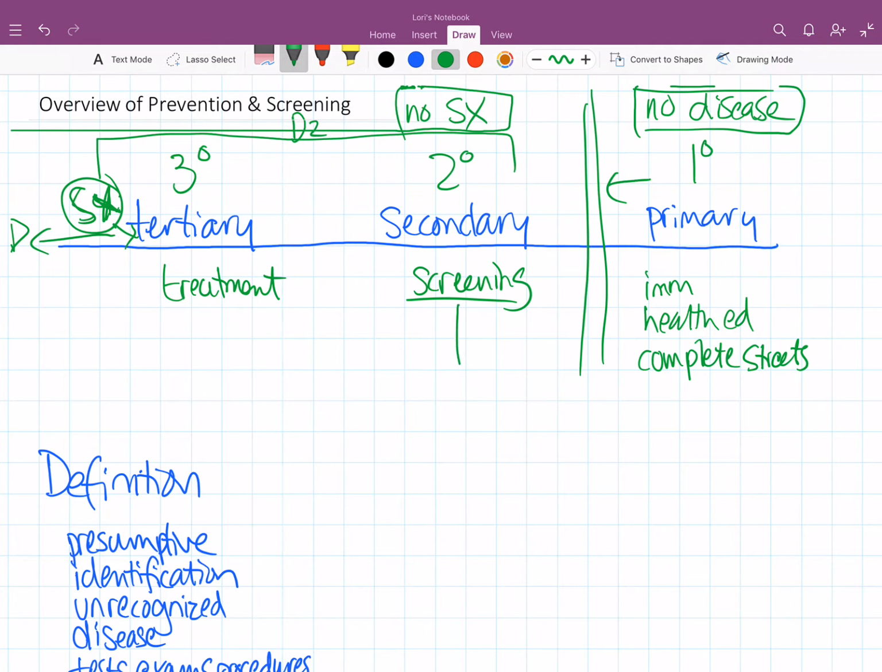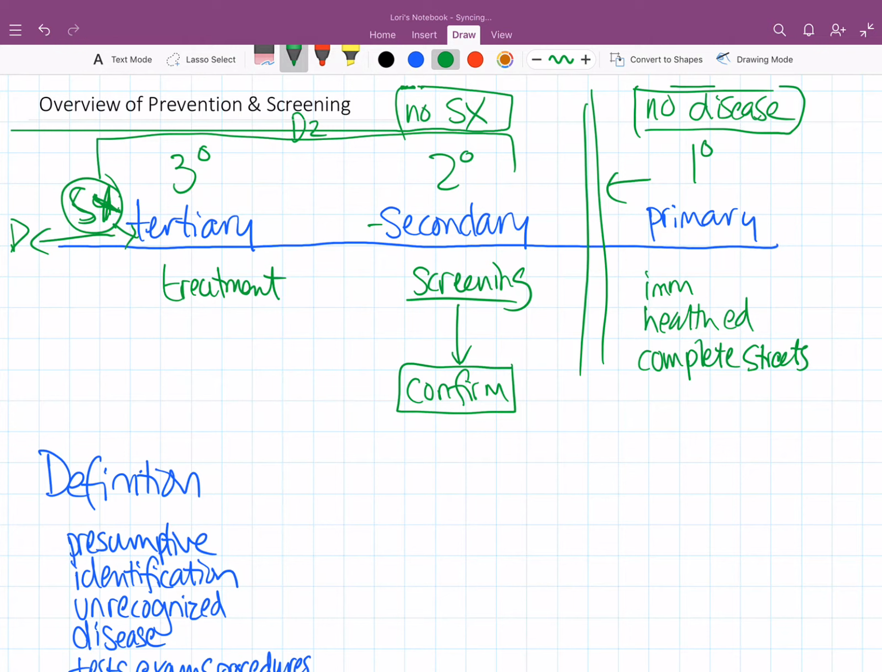A lot of times after you do the screening test, then you do what's called confirmatory testing. So you confirm that that particular person has that disease that we're screening for in the secondary prevention, because the screening test is, as you'll see coming up, not always the same thing as a diagnostic test. And so just because a person screens positive doesn't automatically mean that they have the disease.